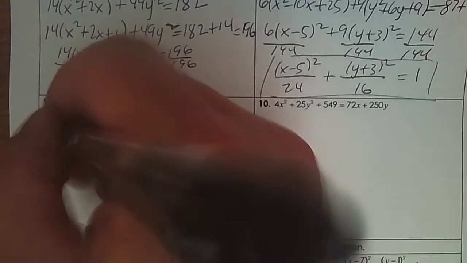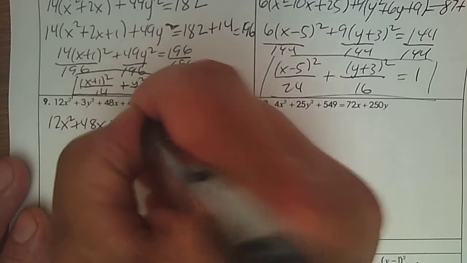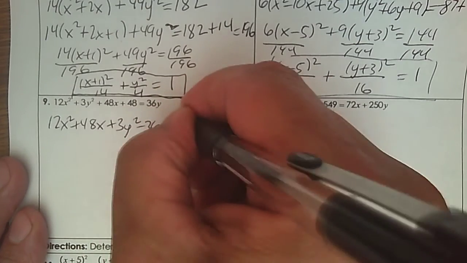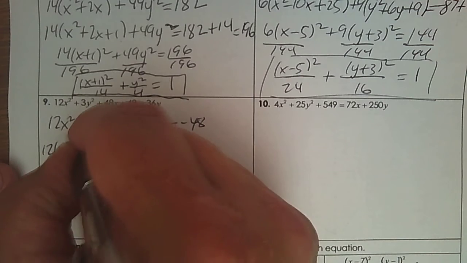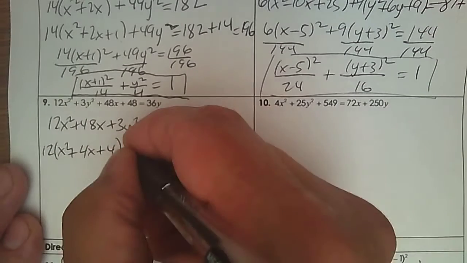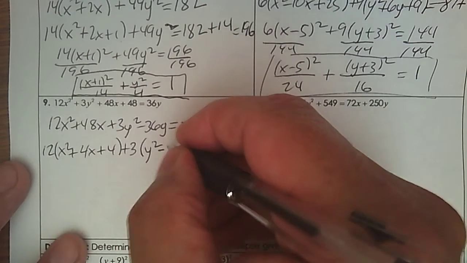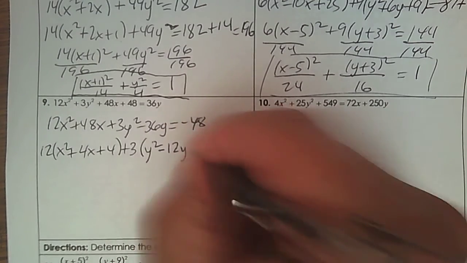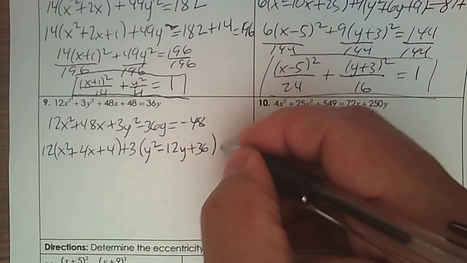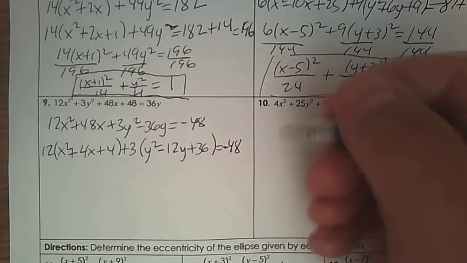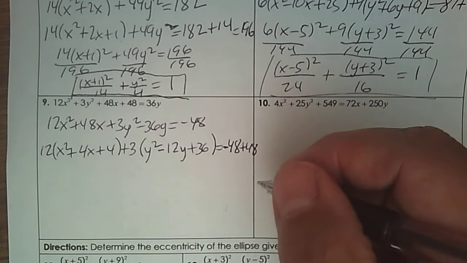Step 1. Bring the X's together with me. Bring the Y's together with me. Next step, factor. So factor out a 12. Divide by 2 and square it. Factor out a 3. That's 12. Divide by 2 and square it. That's 36. And then what numbers get added to negative 48? So 12 times 4 is 48. 3 times 36 is 108.